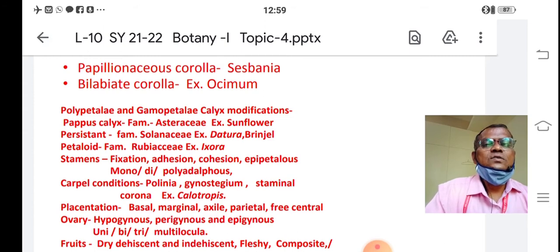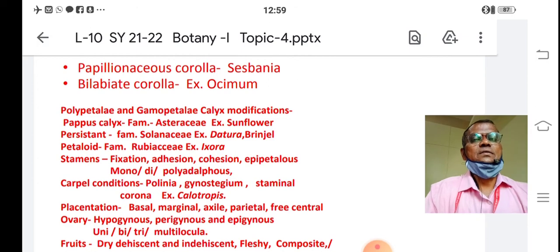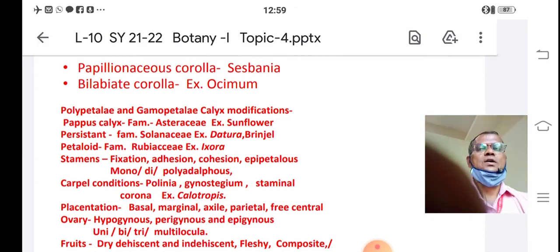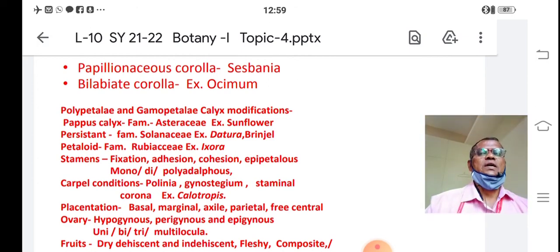ओव्हरीचे कॅरेक्टर काय सांगतो, हायपो म्हणजे काय, द ऑल फ्लोरल पार्ट्स डेव्हलप बिलो द ओव्हरी, इट इज कॉल्ड ॲज द हायपोगायनस. पेरिगायनस म्हणजे नॉट अबोव नॉट बिलो, ॲट द मिडल पोझिशन. आणि इपिगायनस मीन्स ऑल फ्लोरल पार्ट्स डेव्हलप अबाव द ओव्हरी. तर हे दिस कॅरेक्टर्स आर इम्पॉर्टंट. नंतर युनि, बाय आणि ट्राय ऑर मल्टी लॉक्युलर. सो वी आर टेकिंग द TS ऑफ ओव्हरी फॉर द प्रॅक्टिकल.